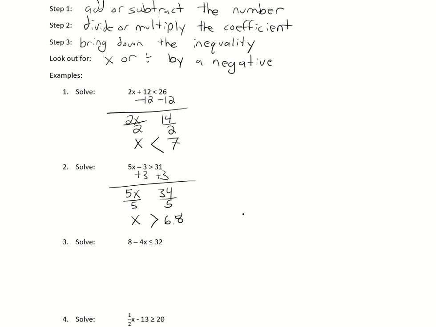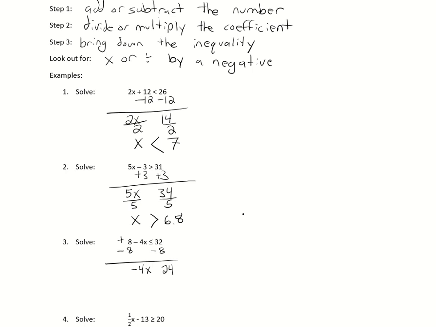So what is this 8? Well, it is currently a positive 8. So if I would like to get rid of that 8, I'm going to do the opposite, and I'm going to subtract 8 from both sides. 8 minus 8 cancels out. I'm going to bring down that subtraction and that 4x. And then I've got 32 minus 8 is giving me 24.